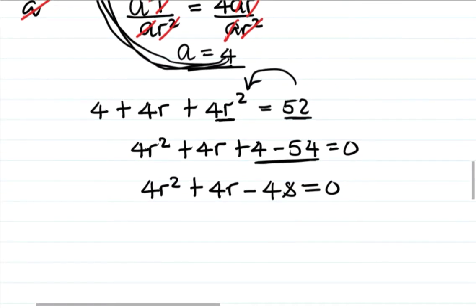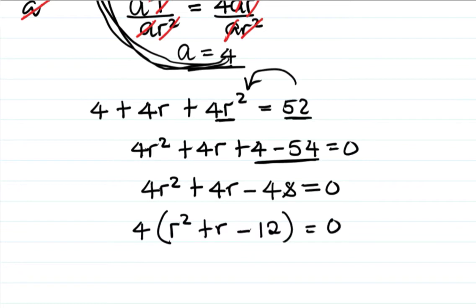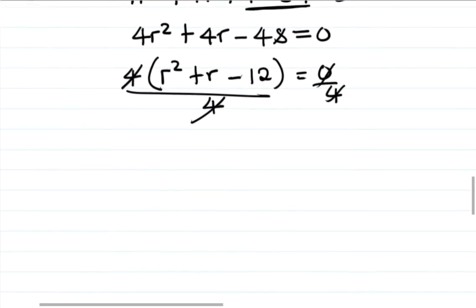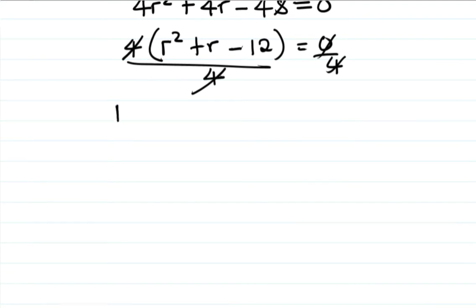And we can further simplify this one. We can take out 4. Then we would have R square, then plus R, then minus 12, is equal to 0. We divide by 4 on both sides, and we simplify to R square, then plus R, then minus 12 is equal to 0.